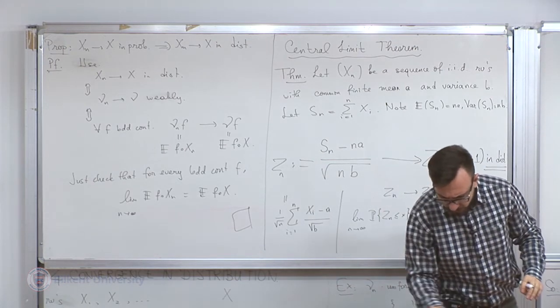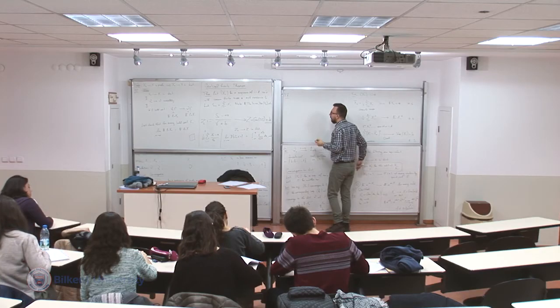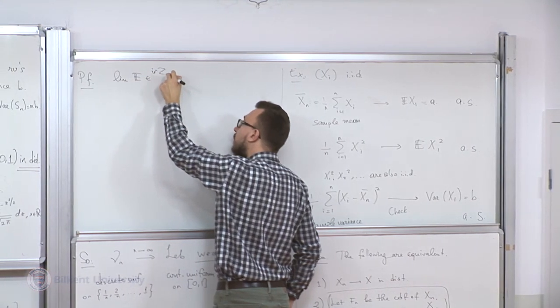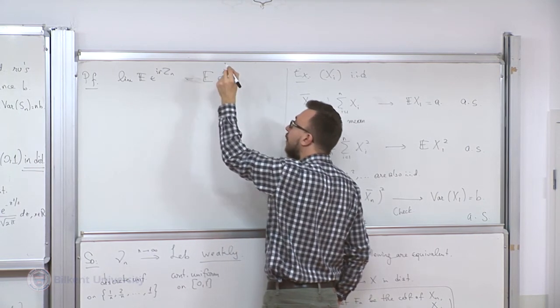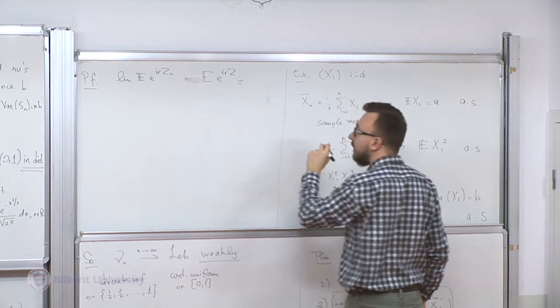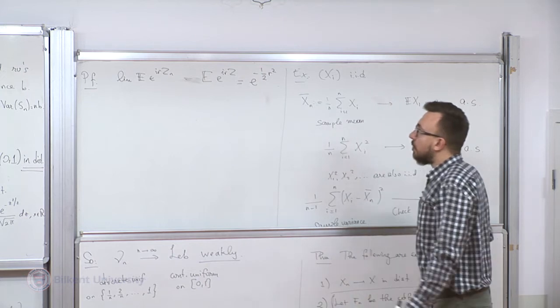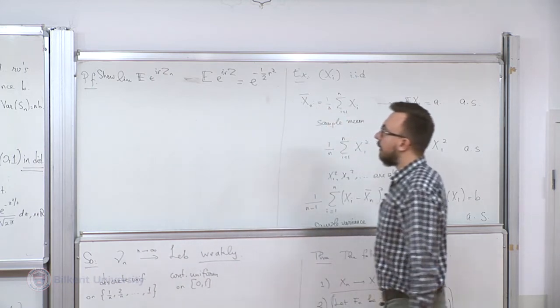Okay, there is a short proof sketch. So let's discuss that. All we're going to do is to show that the Fourier transform of Zn goes to the Fourier transform of Z. What is the Fourier transform of Z? It is Gaussian 0, 1, so it is e to the negative 1/2 r squared. So this is what we're going to show.